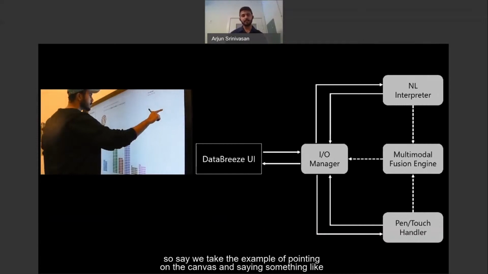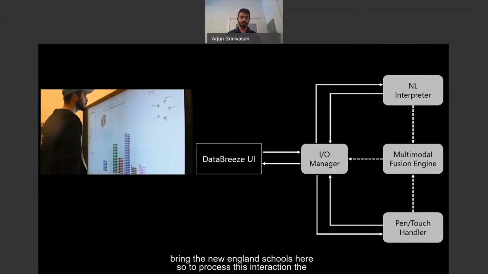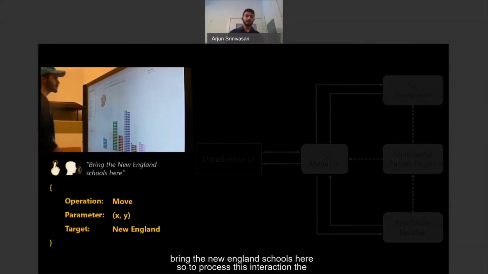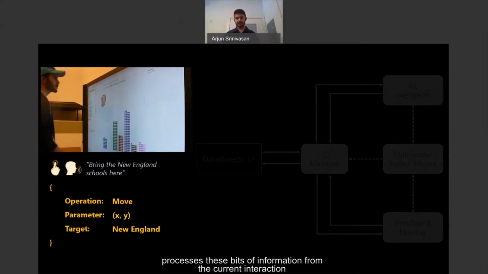So say we take the example of pointing on the canvas and saying something like, bring the New England schools here. So to process this interaction, the system needs to infer three things. The first one is the action or the operation. The second is the parameters corresponding to that operation. So in this case, the XY positions the points have to be moved to. And finally, the target or the subset of the data items that the operation has to be applied to. So let's walk through how the system processes these bits of information from the current interaction.